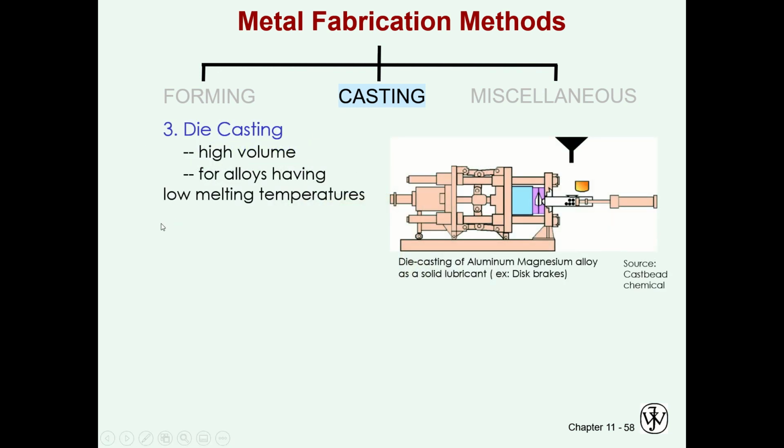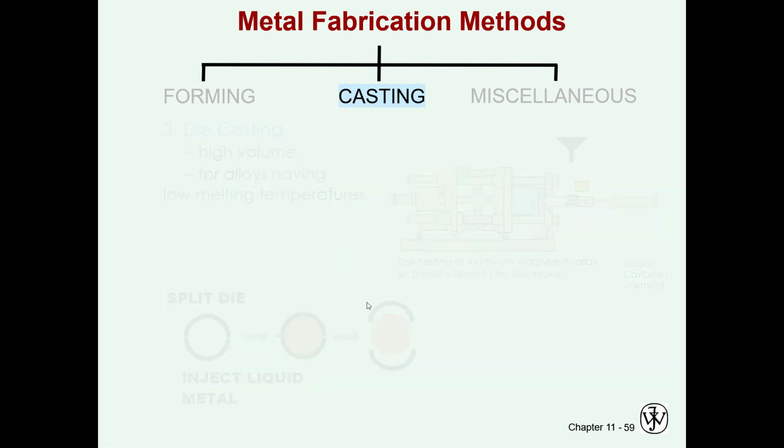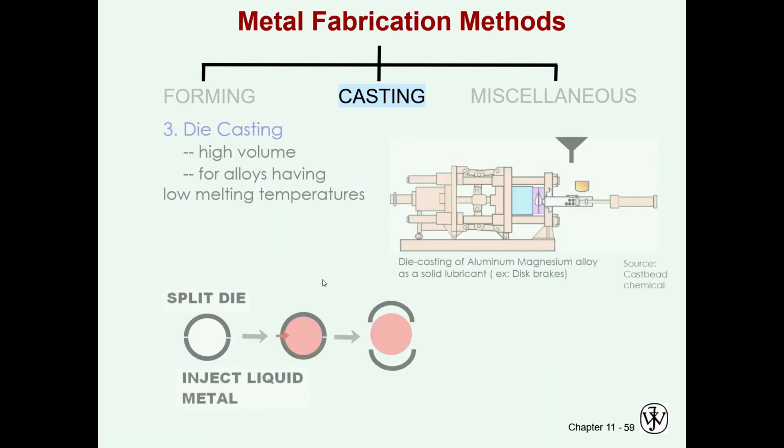The third one is die casting. So you put the pellets, then you heat it, and you form it. Just like this, you split the die, then you put inside and inject a liquid metal, and then you release it once it's already cold.